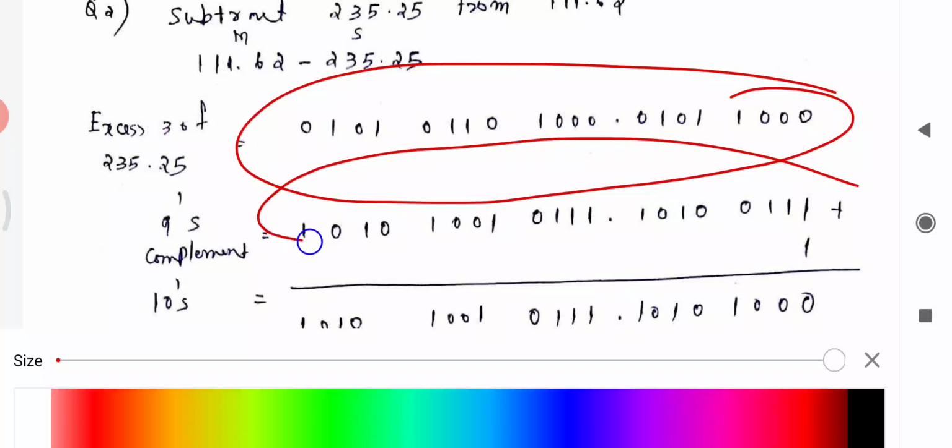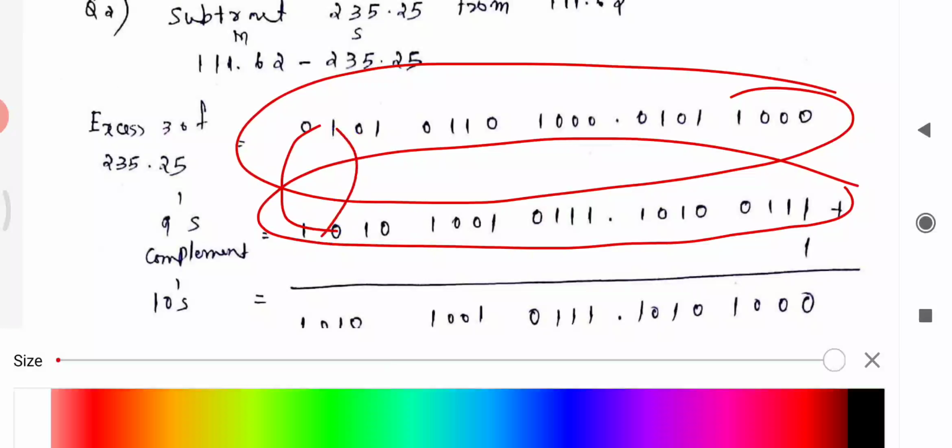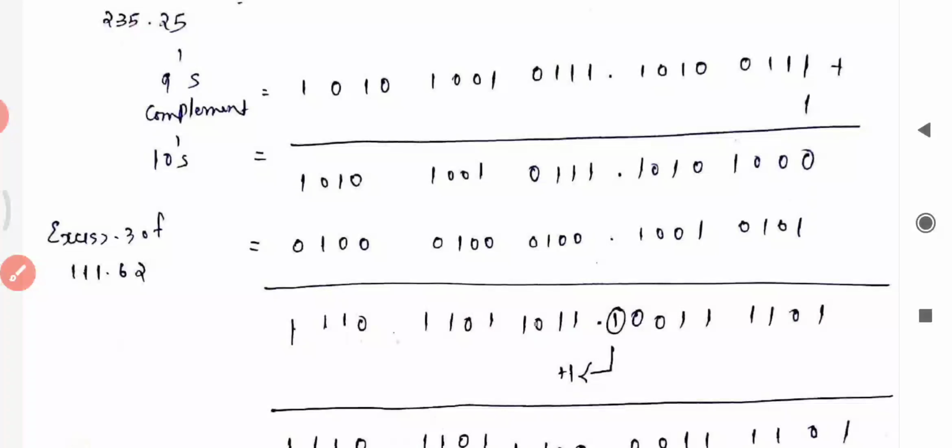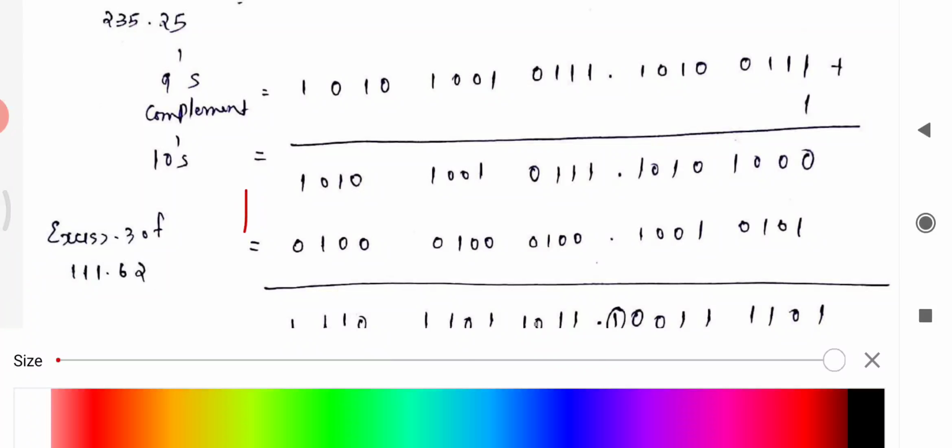Then take the nines complement, that is 0 to 1, 1 to 0, 0 to 1, and 1 to 0. Then take the tens complement by adding 1 to it. Here is the tens complement. Then the XS3 code of 111.62. Then add these numbers.